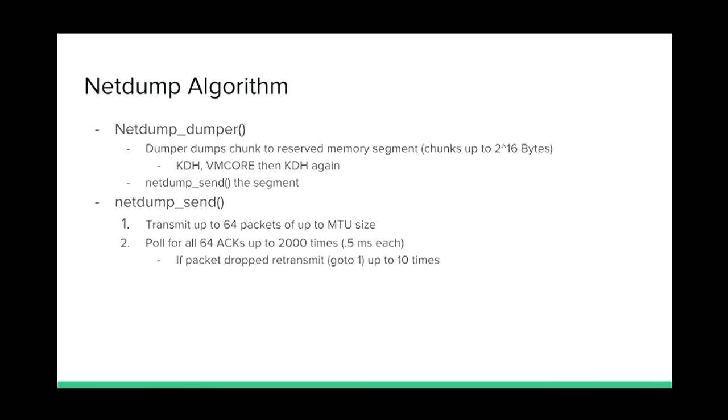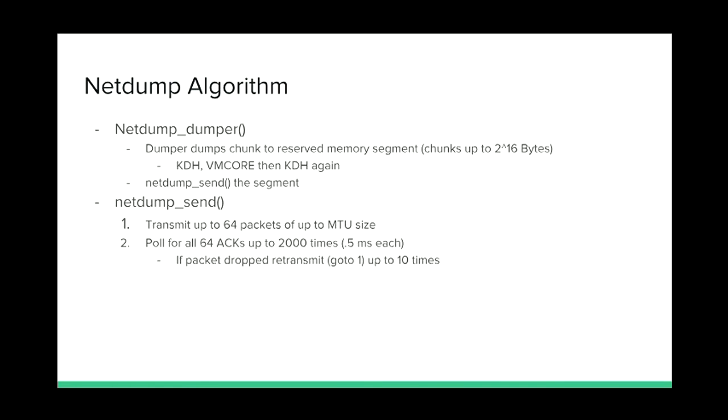So if you've dropped one of these packets, you have a zero somewhere in this bit field, and so your expected ACKs and your transmitted ACKs are different. So it's going to go back, loop up, and transmit those again, and it will do that up to 10 times, and each time it does this, it does these 2,000 polls. So this can take a bunch of time. This is why performance just absolutely tanks.